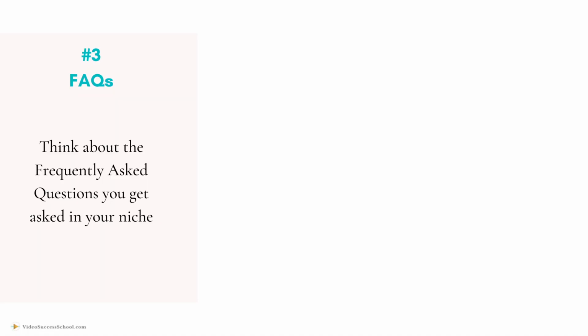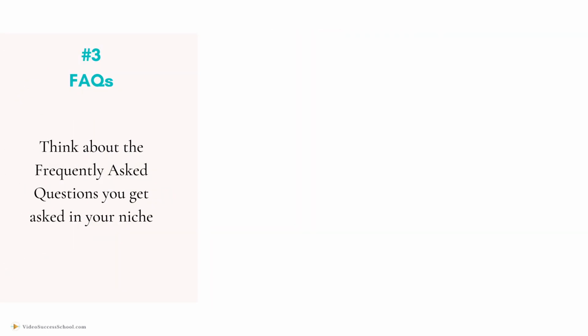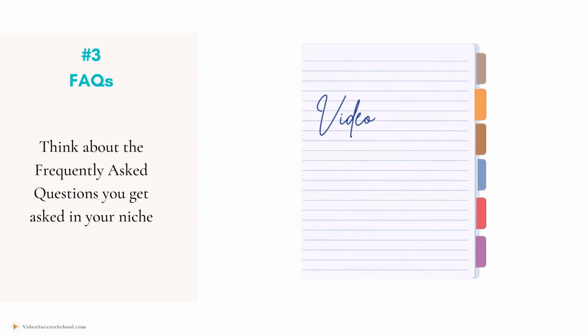So on to strategy 3. This is where we look at some of the most popular queries in your particular niche or business. And the way we do that is to think about the frequently asked questions. What 4 to 5 questions do you get asked all the time? And then add these questions to your video content list.